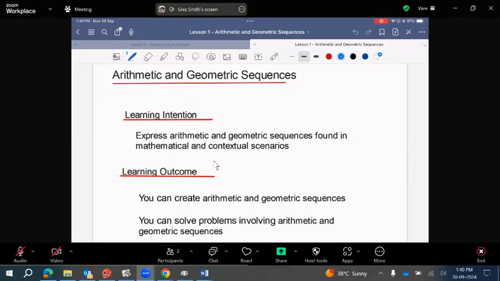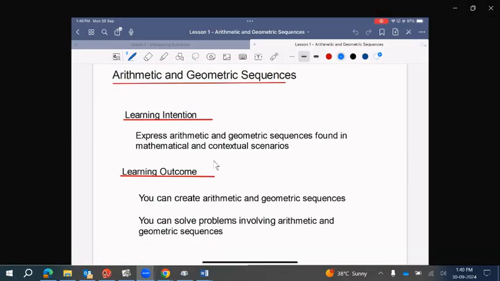All right, today's topic, we're starting our new unit. This is the second unit. We're going to be looking mostly at exponential functions and logarithms in this unit. We're starting off with a look at arithmetic and geometric sequences. So the important thing on this one is that you need to be able to create an arithmetic sequence or a geometric sequence and then use this to solve problems.